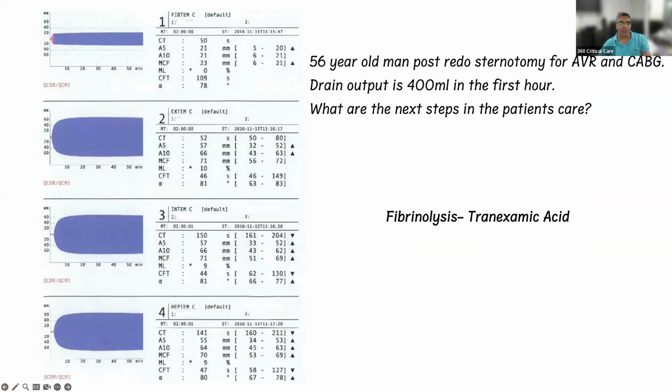So this looks normal except for the clot lysis, maximum lysis ML. So 9%, which is more than 5%. That means the patient has ongoing fibrinolysis. You give tranexamic acid.